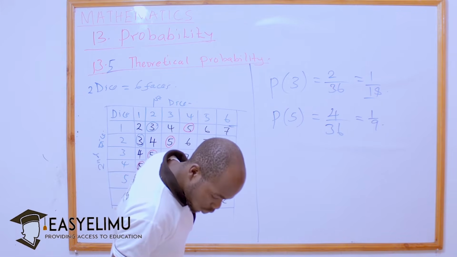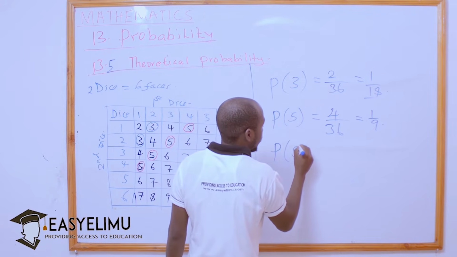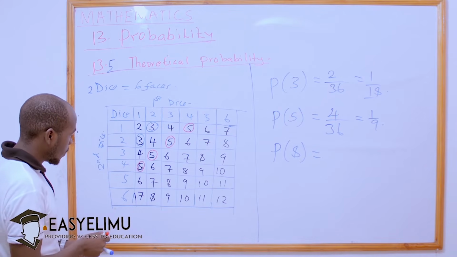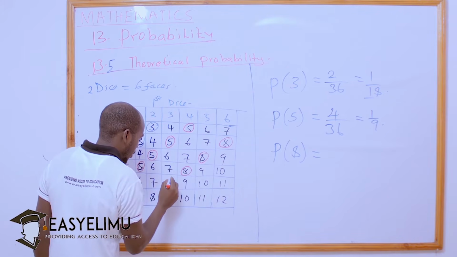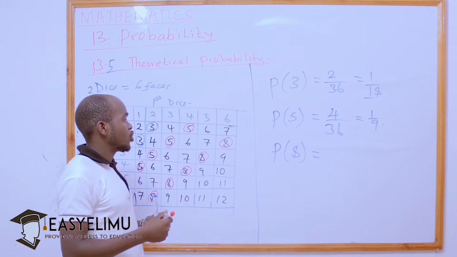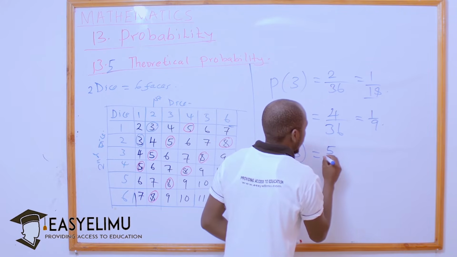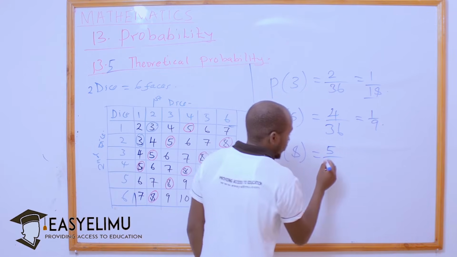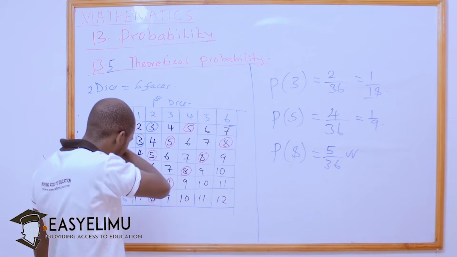And then another one is to find the sum of the faces showing 8. So that of 8 will be equal to, now you count the 8, and the 8 is here, 1, 2, 3, 4, 5. For 8, there are 5 in number, so you will find that it will be equal to 5 out of the total trial or the total sample space, and that is 36. So this is our probability of showing 8.